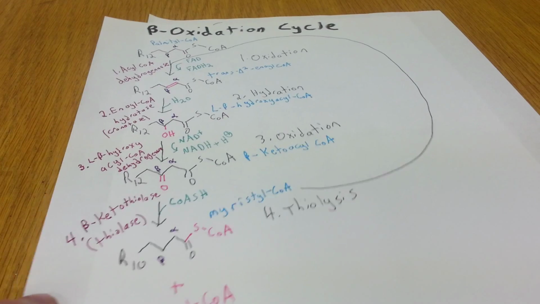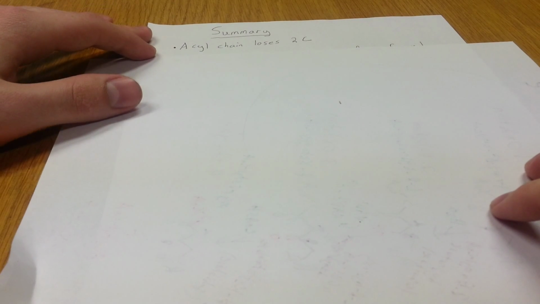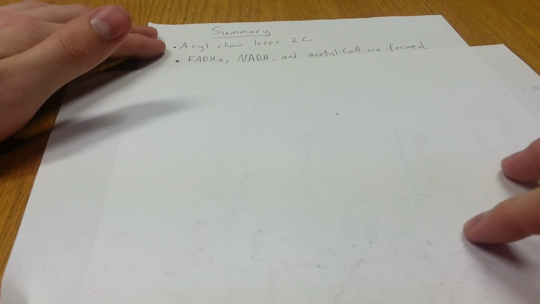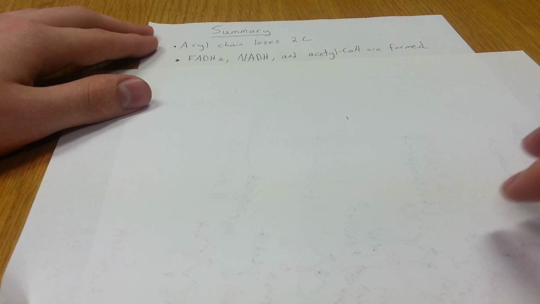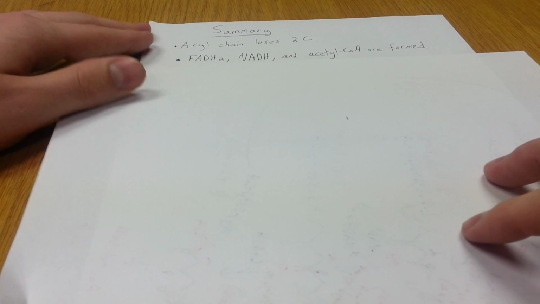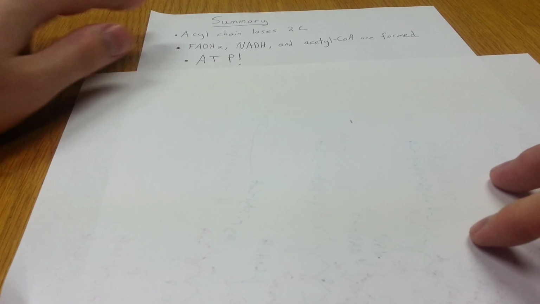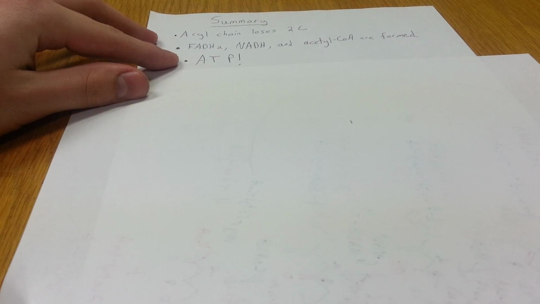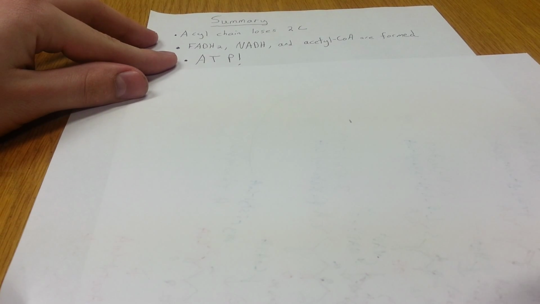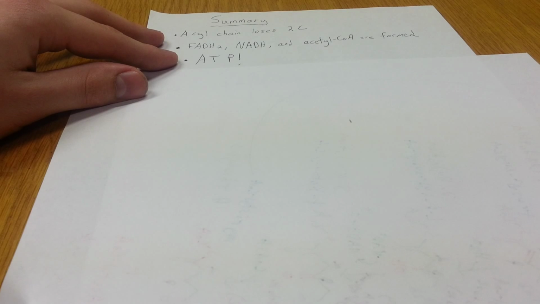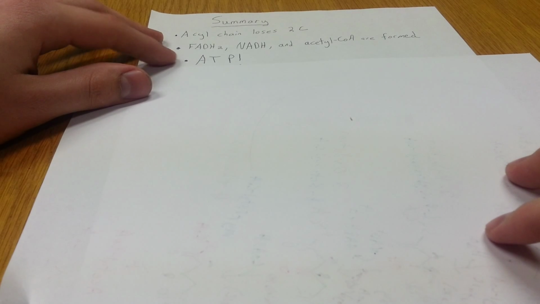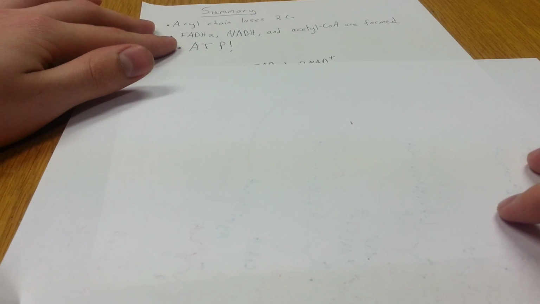And of course, I'll do a summary for you guys, and this will be Star Wars style here. So first, you've got your acyl chain, which loses 2 carbons, and in the process of doing that, you get FADH2, NADH, and acetyl-CoA, and you use those to go back either into the electron transport chain or into the TCA cycle. And then the acetyl-CoA that's going into the TCA cycle makes more FADH2 and NADH and ATP to get even more ATP. So you can see how a fatty acid is very energy dense, and you can get a lot of ATP from just the breakdown of even just one fatty acid.